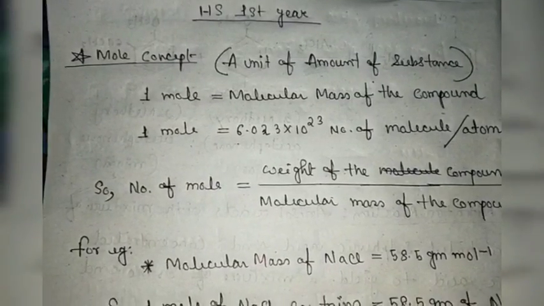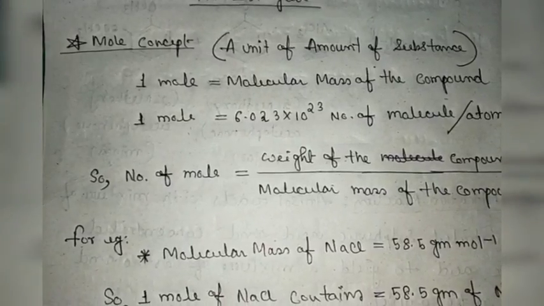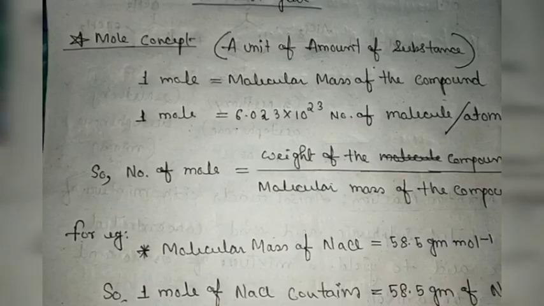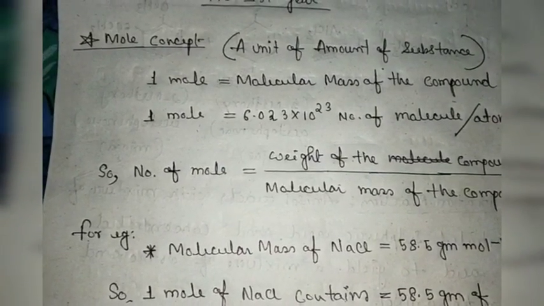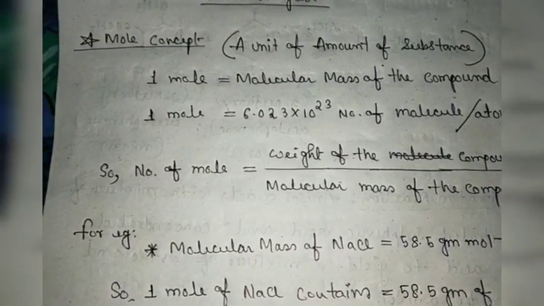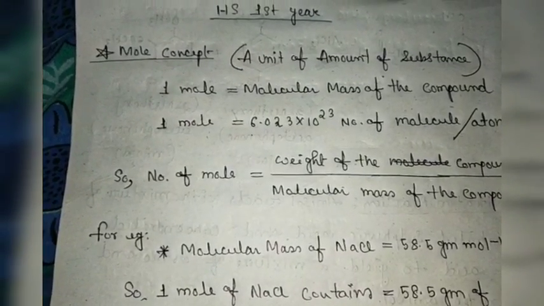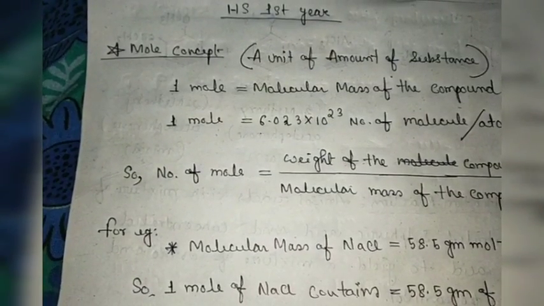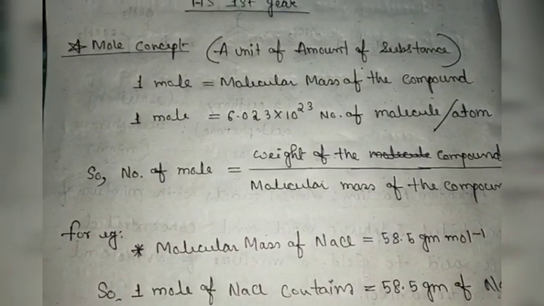Dear students, the next topic is mole concept. Mole is the unit of amount of substance. So we have to know that 1 mole is the molecular mass of the compound. For example, the molecular mass of hydrogen molecule is 2 gram. So 1 mole of hydrogen contains 2 gram of hydrogen molecule.